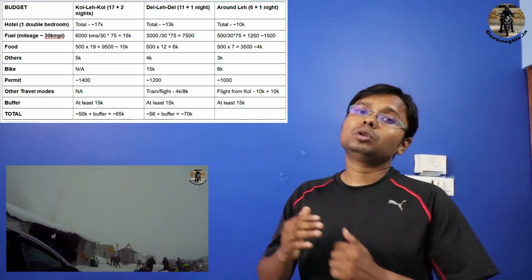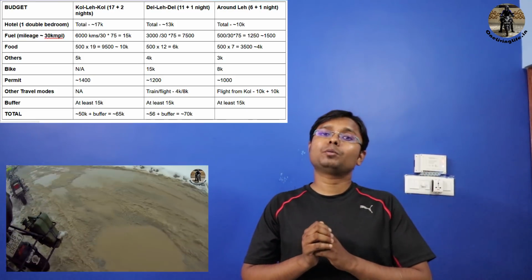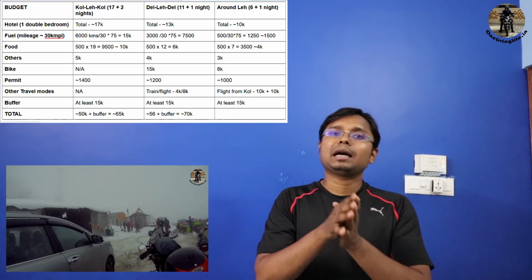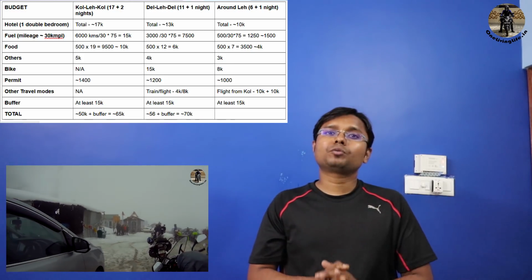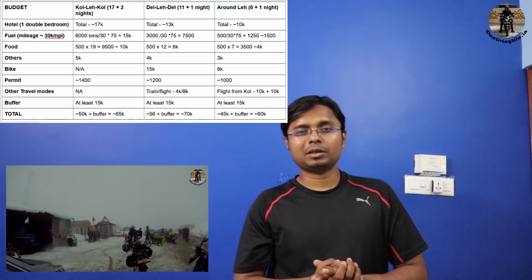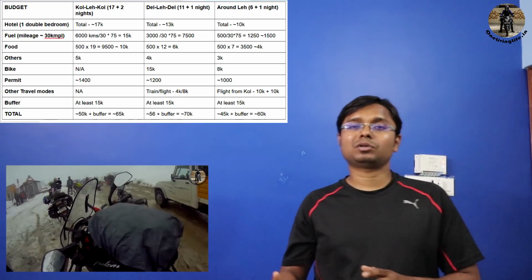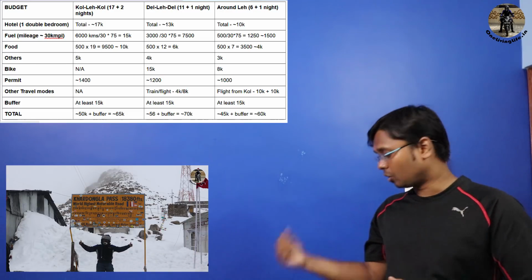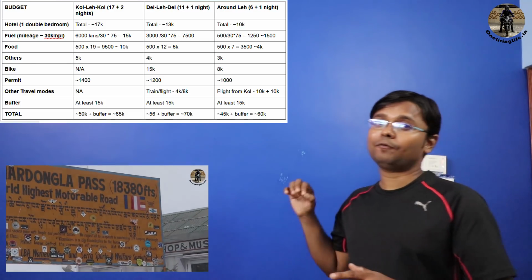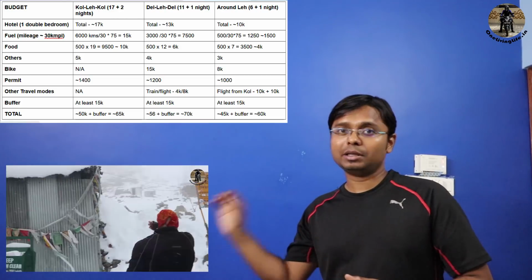Now coming to the amount of money required for those people who are flying straight to Leh and will be flying back from Leh. From Kolkata, the trip cost would be around 45,000 rupees. Adding the buffer, 60,000 rupees. So this is a rough estimate of the budget and cost broken down to the very detail and explained to you in this video.